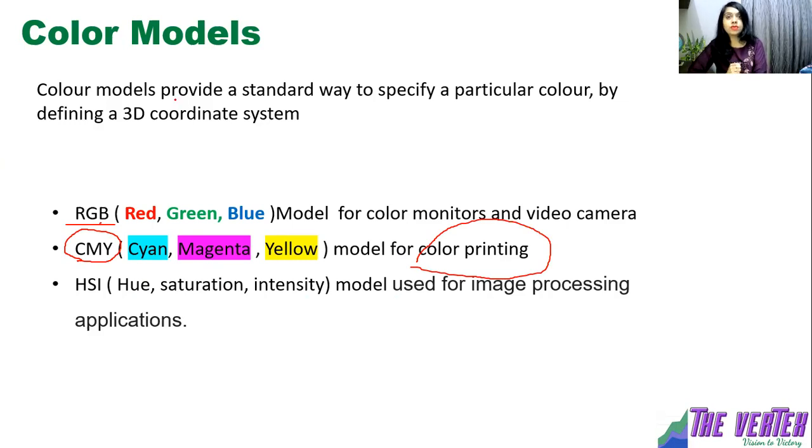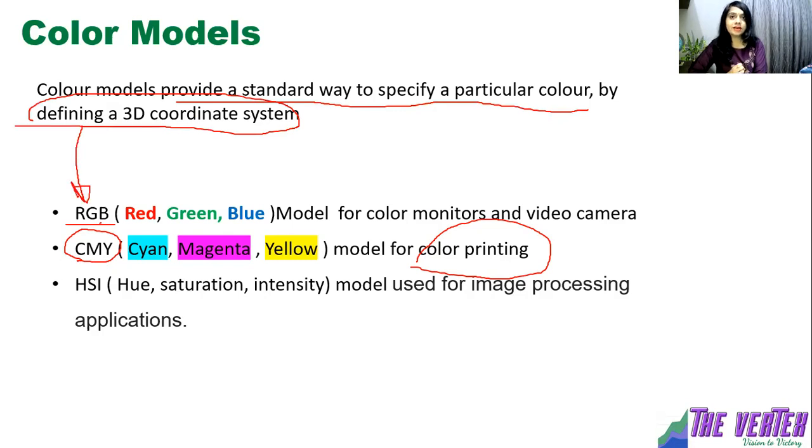So what do color models do? Color models provide a standard way to specify a particular color by defining a 3D coordinate system. So these colors are represented in the form of a 3D coordinate system. Let's see one by one.